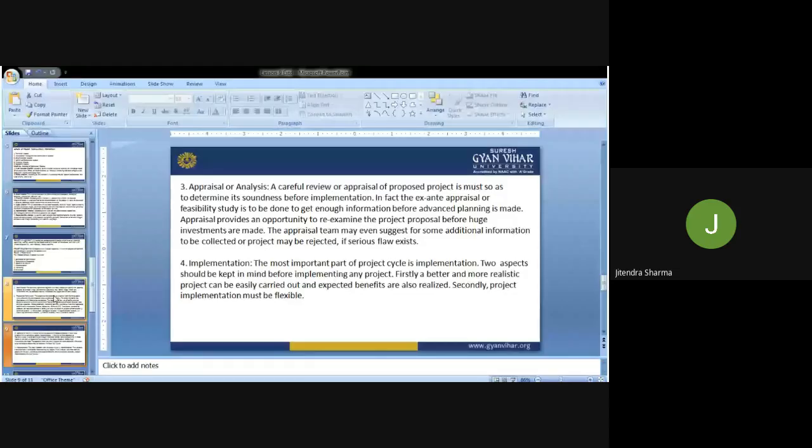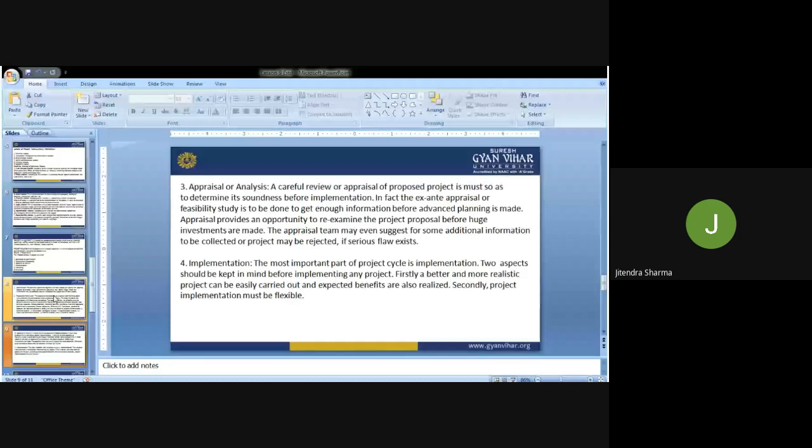You proceed for the project. That kind of warning, that suggestion given by the appraisal committee, those who are appraising and analyzing the project, is a review of the project before its implementation. Because this project is just an investment, a huge investment of social money, that is, social resources. That is why care is to be taken at every step of the project.